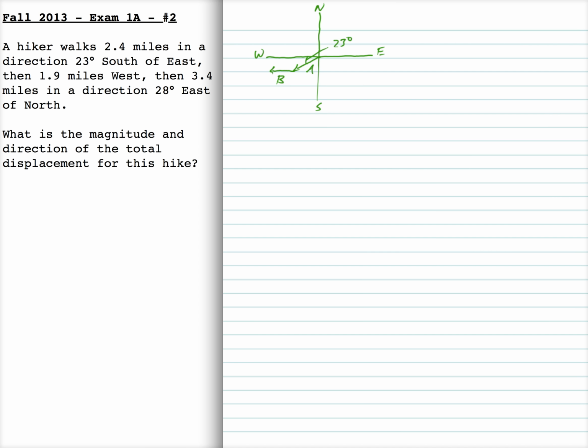And then vector C is 3.4 miles, 28 degrees east of north. So if that direction is north, we need to go east of north a little bit. And this is going to be the longest vector because it's the longest length. And that angle is 28 degrees.